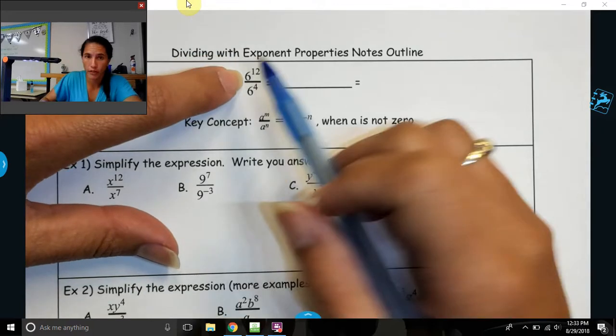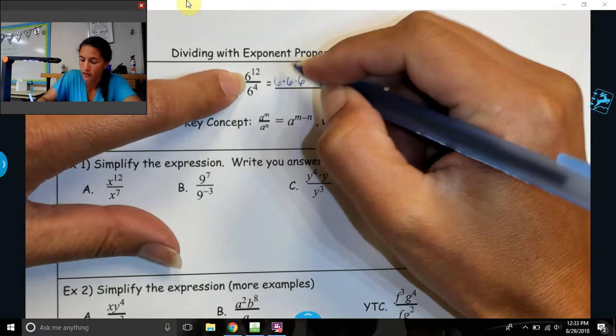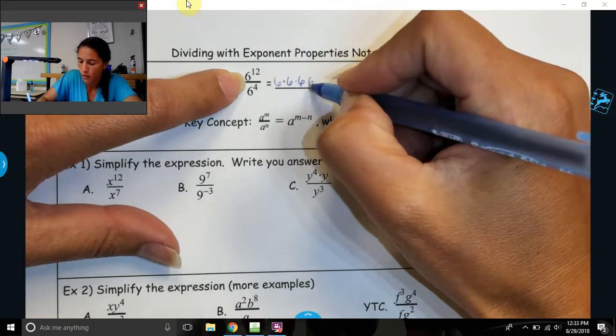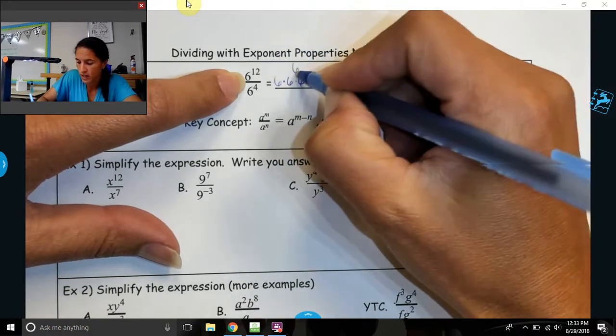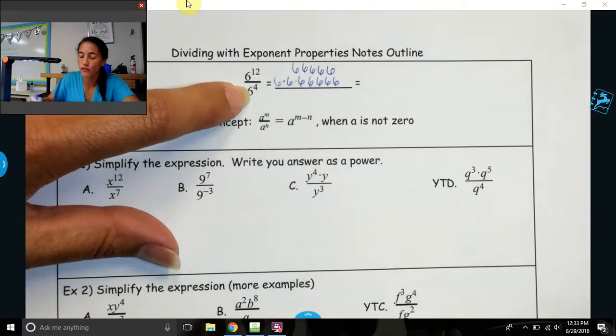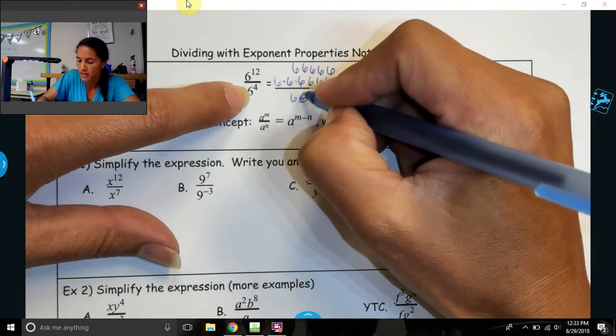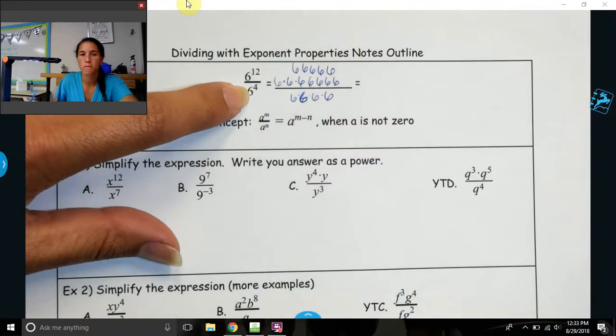6 to the 12th means 6 times itself 12 times. I don't even know if I have enough room. 1, 2, 3, 4, 5, 6, 7, 8, 9, 10, 11, 12. And then 6 to the 4th would be 6 times itself 4 times. And we can now divide.